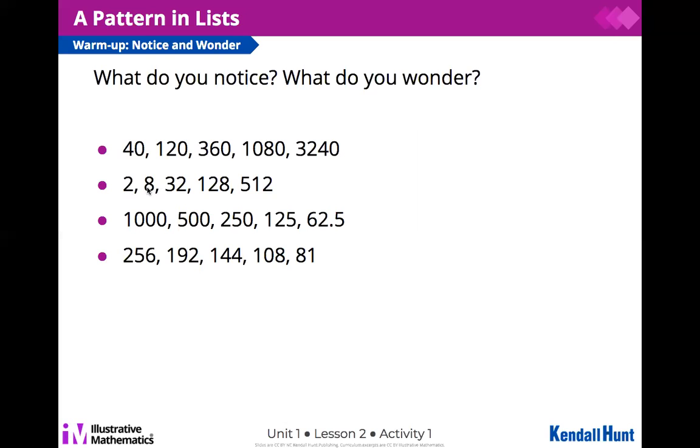So 2 times 4 is 8. 8 times 4 is 32. 32 times 4 is 128. Numbers get pretty big. It's harder to do those unless you have a calculator with you. It looks like if I got a bigger number, 1,000 is a good number to start with because it's a nice round number. 1,000 divided by 2 is 500 because it's half, and 250 is half of 500. So 500 divided by 2 is 250. 250 divided by 2 is 125.